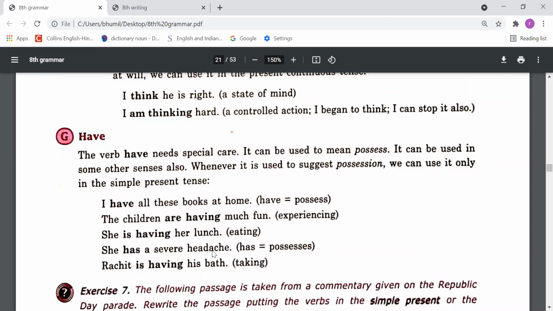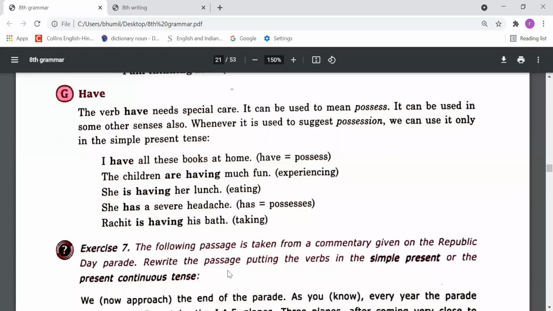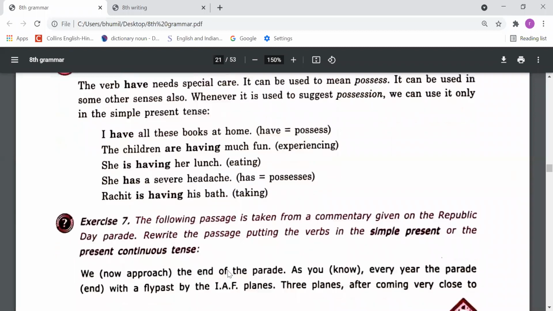"She has a severe headache," means we have shown possession here. So we need to use the base form, root form. We can't use the ing form. "Rachit is having his bath." For this meaning of taking, we have used the ing form. So I want to say that the have word we use when we have to show possession. The ing form we can use when we want to show the meaning of eating, taking, drinking, experiencing. For this meaning, if you use the ing form, that's okay, that's fine.